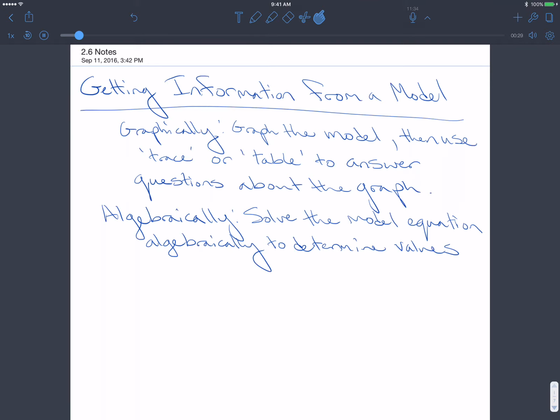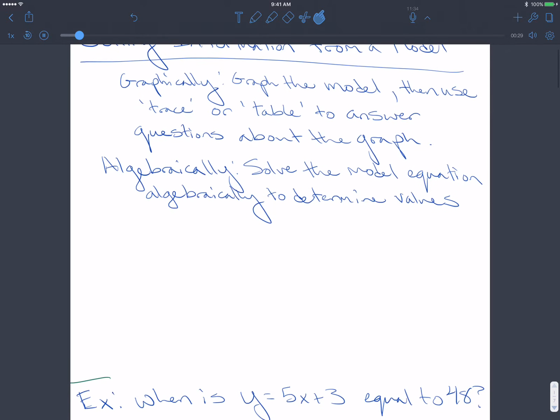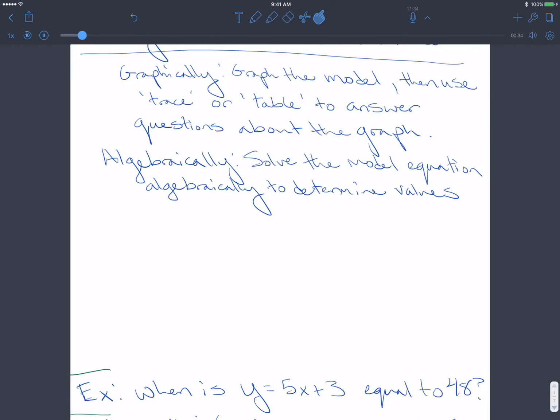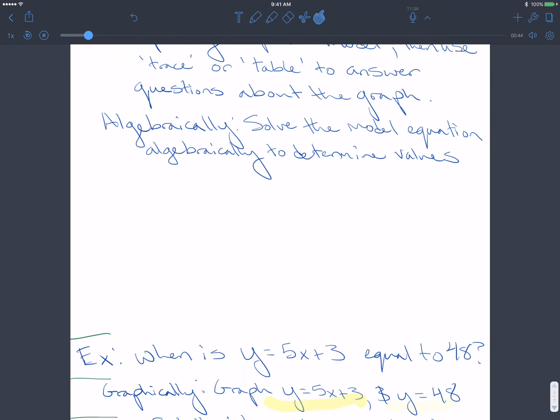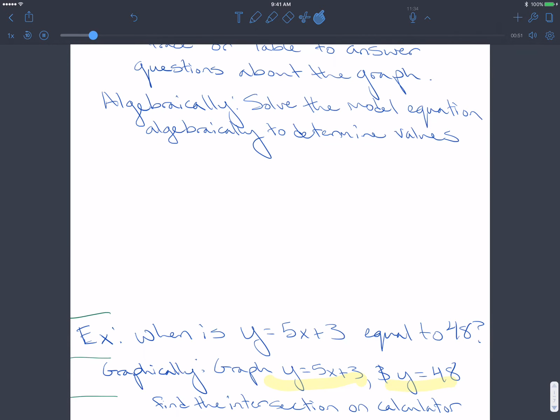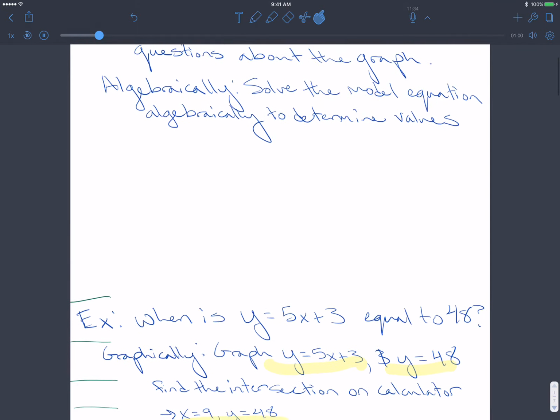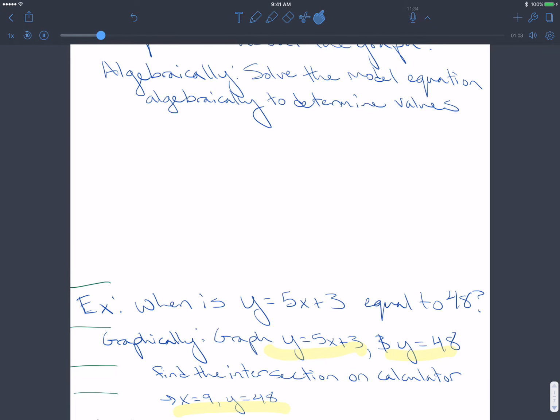So let's look at an example. When is y equals 5x plus 3 equal to 48? Okay, so you could graph it. You can graph y equals 5x plus 3, and you can graph y equals 48 on the same axes, and then take a look at what the intersection is, right? We talked about this in class, how to find the intersection of two curves on your calculator. So you calculate the intersection, and it would just pop out the numbers for you, x equals 9, y equals 48 for the point.